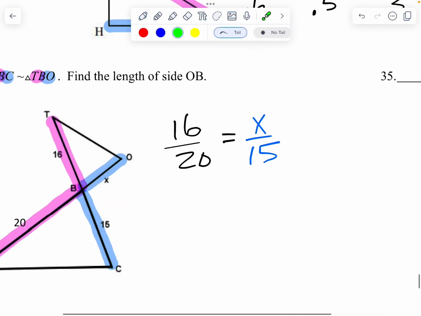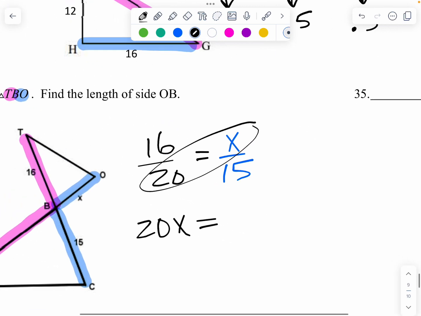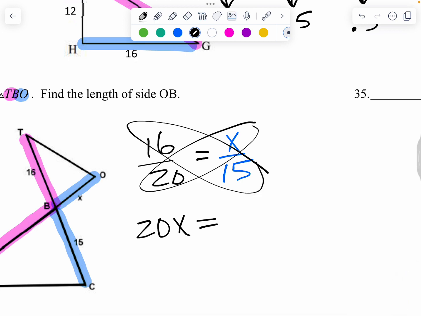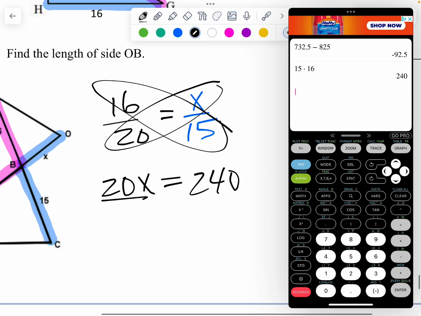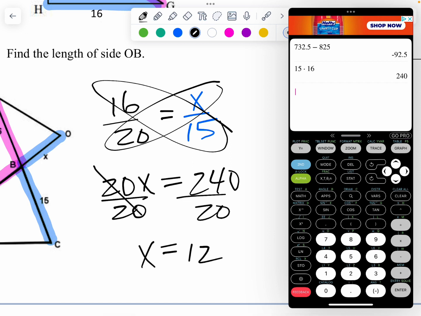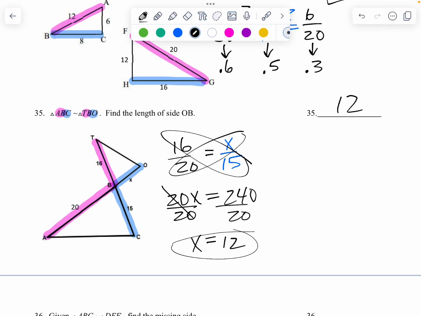Okay, so what am I going to do now? I think I'm going to cross multiply. I'm going to do 20 times X, which is 20X, and I'm going to do 15 times 16. What is that number? Let me check. 15 times 16, 240. And when I divide both sides by 20, that cancels, and I have X equals, let's see, 12. Excellent. 12 is the answer to that.